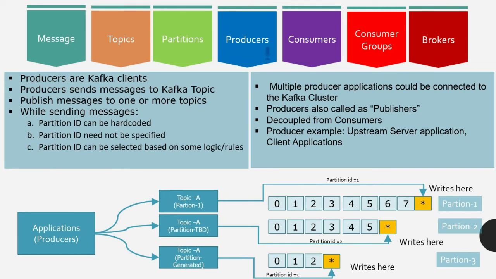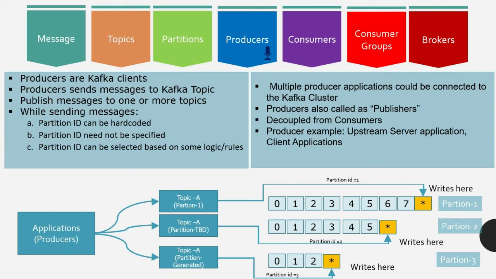We can create a number of producers in a Kafka environment. That is, if you have a Kafka environment, you can have n number of producers that can publish messages into it. While sending messages to Kafka, you can specify a partition number, that is, the partition ID can be hard coded. Or the partition ID need not be specified, allowing Kafka to select one among the available partitions. Or the partition ID can be selected based upon some logic or rules that you can externalize. So when the message reaches Kafka, it can provide the correct partition ID, dynamically generated using the logic or rules, and thereby Kafka can select the right partition. So these are the three different options available while sending messages to Kafka.